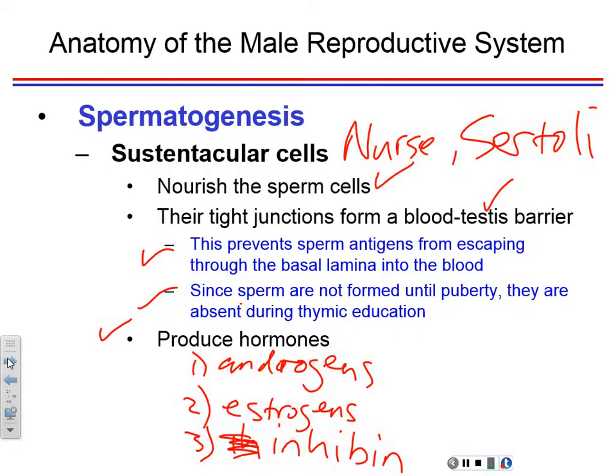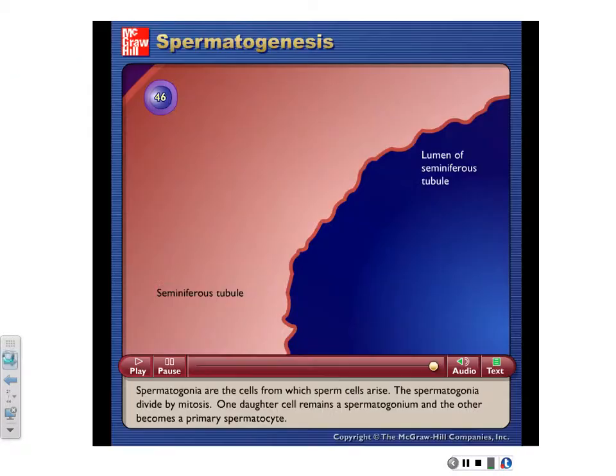FSH causes the production of more sperm cells. And I'll show you how the hormonal control is in it, okay? So those are the hormones that the sustentacular cells produce. Inhibin is a negative feedback on testosterone. T is for testosterone. Negative feedback to produce less testosterone so that you don't produce sperm cells. All right?